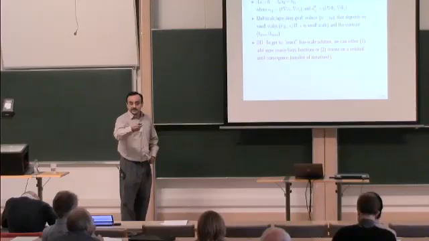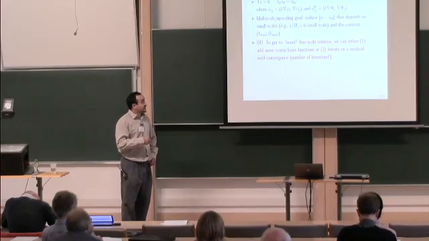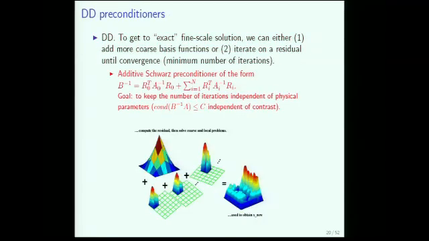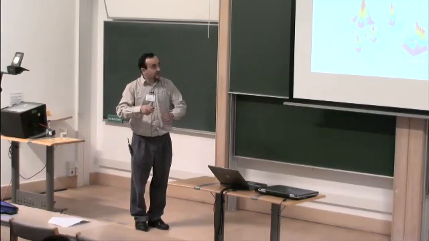So how do we get to the exact fine scale solution? If I want to, I can either add more coarse basis functions for each node and then converge, or I can iterate on the residual. That is exactly like doing a preconditioner. To iterate on a residual, for example, take additive Schwarz. You compute the coarse solution, and then I can downscale with my basis function. Then I can compute the residual, and then I correct the solution in each coarse grid block.